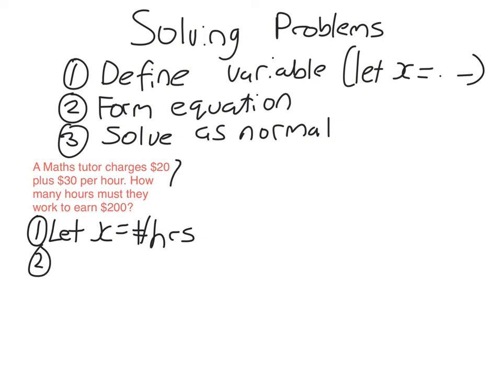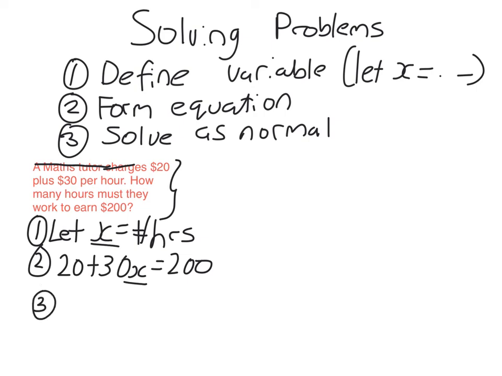Secondly, I want to put all this information into an equation. Now, some of the information doesn't matter. The fact that it's a maths tutor doesn't matter. It doesn't matter whether it's a maths tutor, plumber, whatever. It's the same thing. So the amount they charge, I want that to be $200. So I've got to put that into an equation. So I want $20 plus $30 per hour to equal 200. And I want to find what x is, which is the number of hours. This is always the hard part.